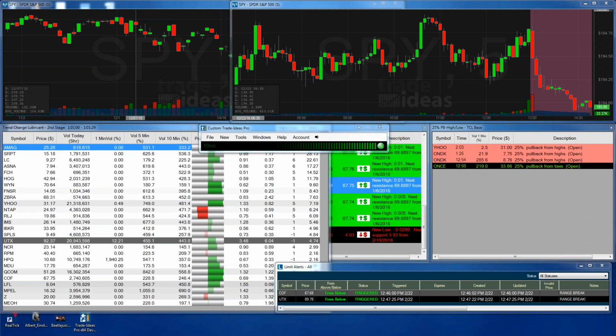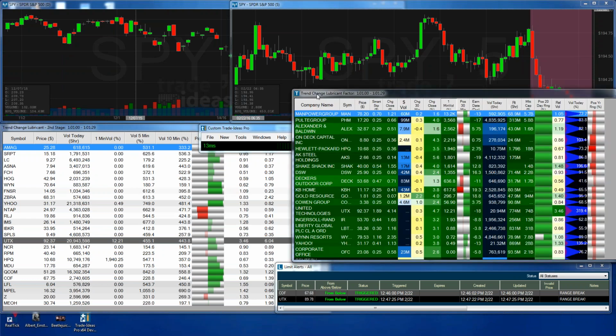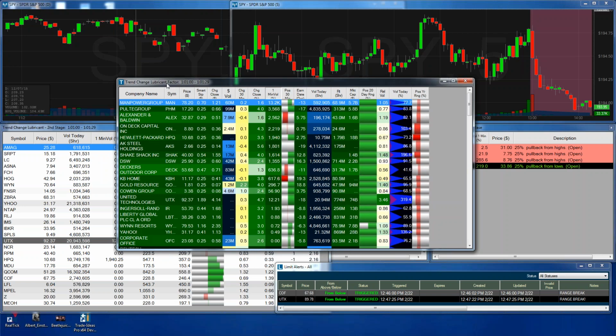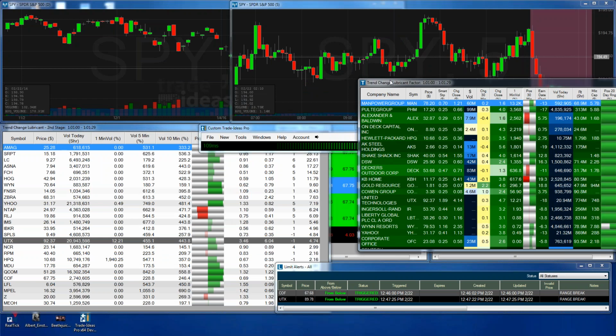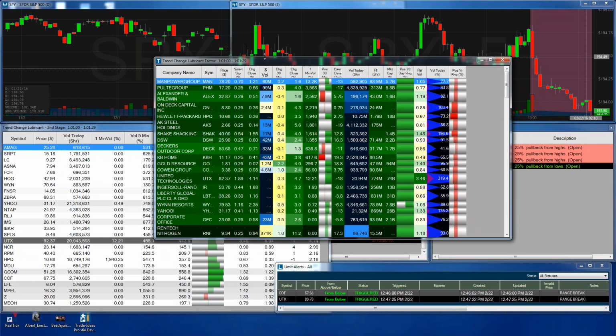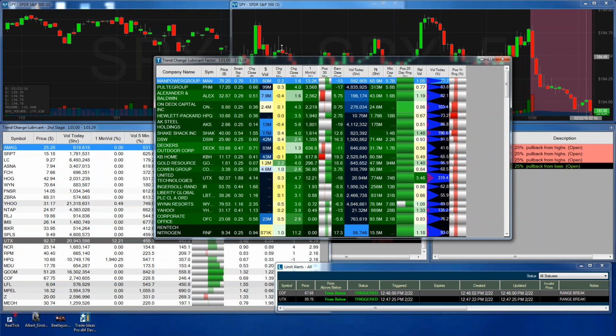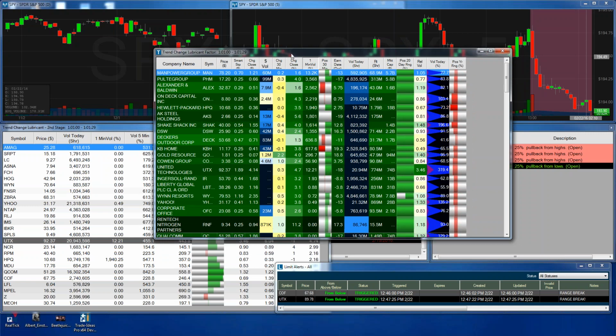So let me show you this. Now, what you're seeing right here, these charts are pretty much in my layout all the time, but all of these windows down here are completely different than what is typically in my default layout. And I created this for today because I've been working on it for, I don't know, a few days off and on, but kind of found something today with what I think is a very interesting correlation. So the trend change lubricant.